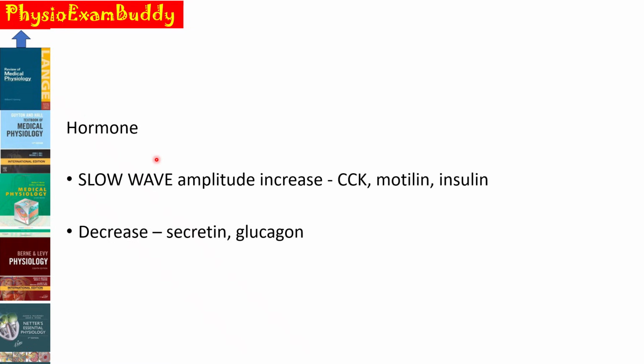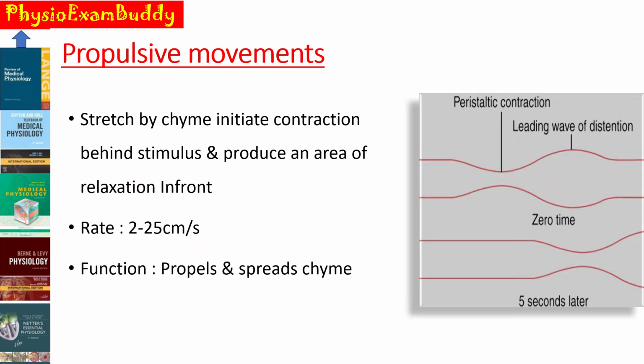The main hormones which affect tonic contraction are as follows. An increase in slow wave amplitude occurs because of hormones like cholecystokinin, motilin as well as insulin, whereas a decrease in this contraction can happen because of hormones like secretin as well as glucagon.